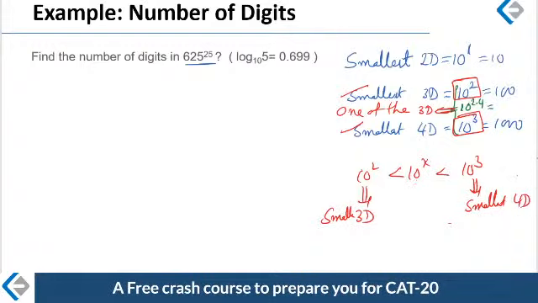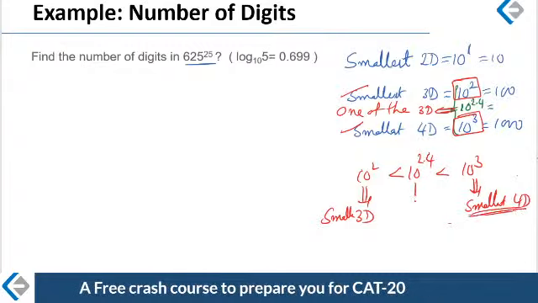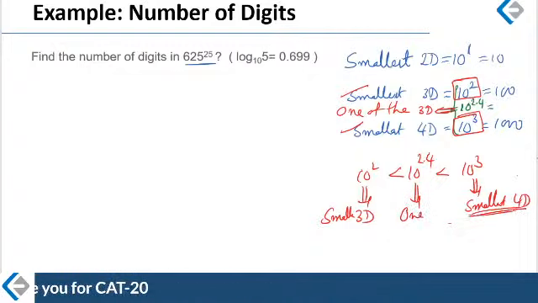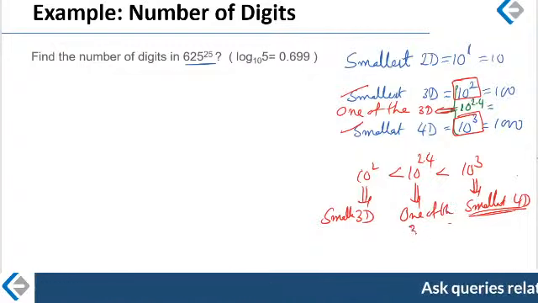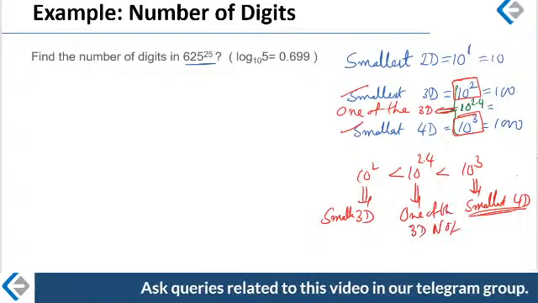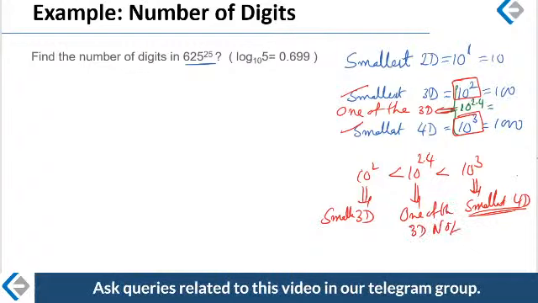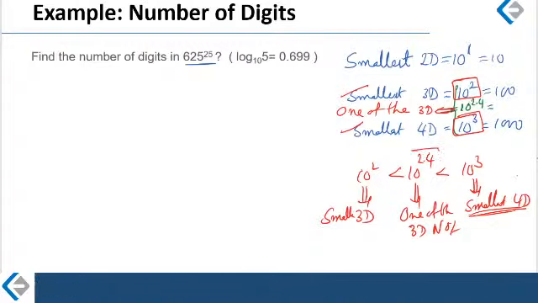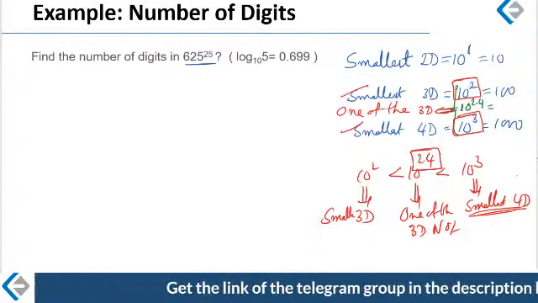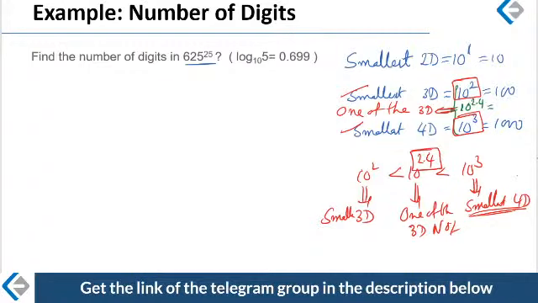Therefore, if I write x anywhere between 2 and 3, such as 2.4, then if 10 power 3 is the smallest 4-digit number, this is one of the 3-digit numbers. That is it, friend. This is all the algorithm that I use. If I know the smallest 2-digit number, the smallest 3-digit number, the smallest 4-digit number, then if I write any decimal here, I know how many digits are there in that number. Simple, right? So let's use that algorithm here.